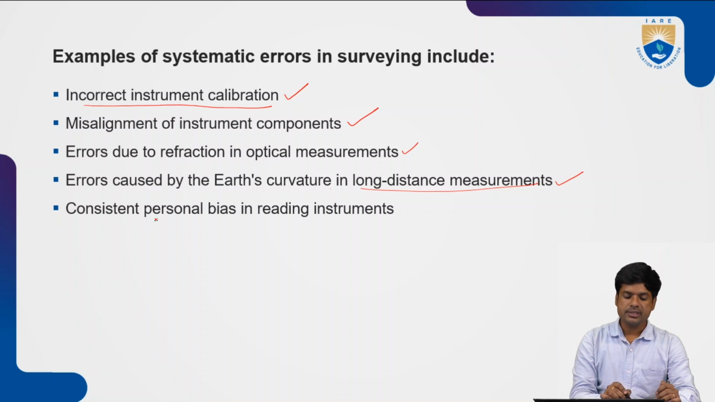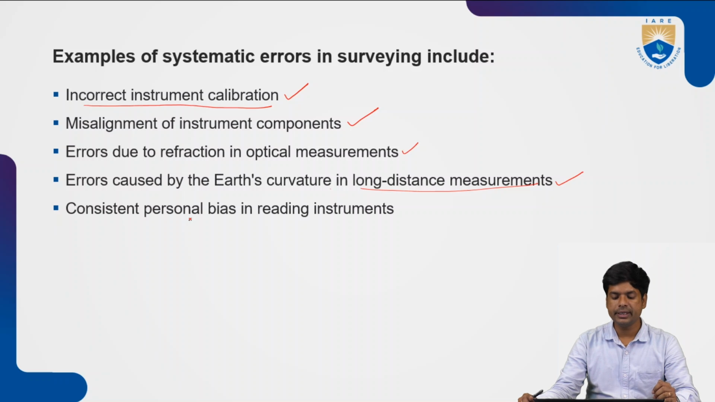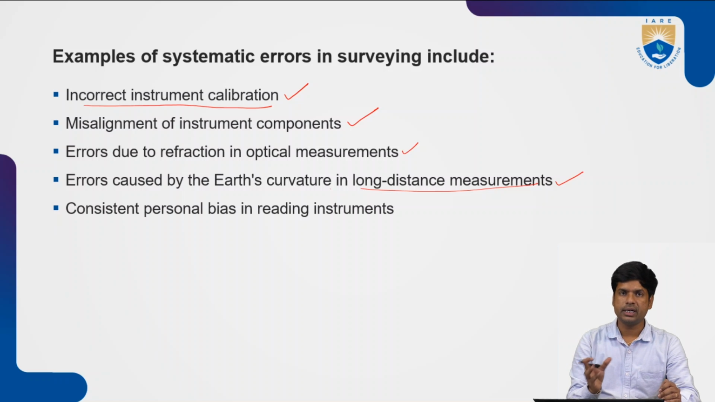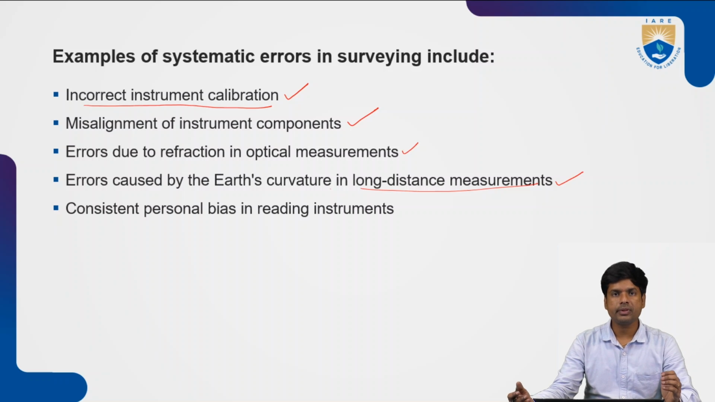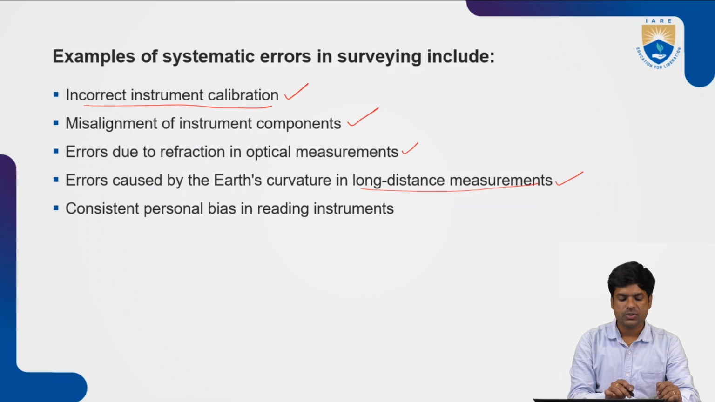And next one, consistent personal bias in reading instruments. Person to person, while doing the surveying, each person will read the measurements in a different way. So some people, due to negligence, may get some manual errors, right? This type of consistent personal biased errors are called systematic errors.